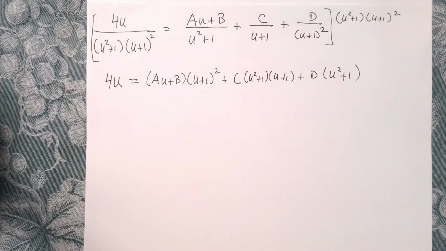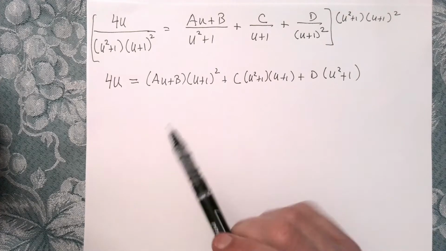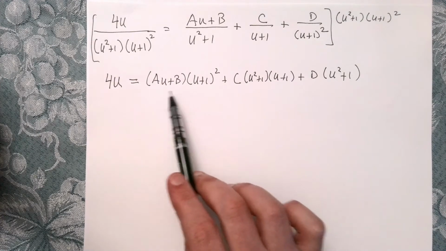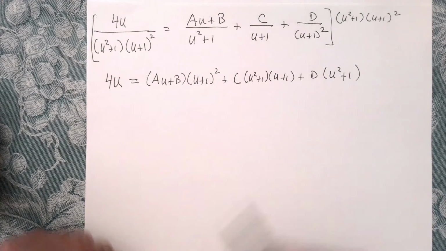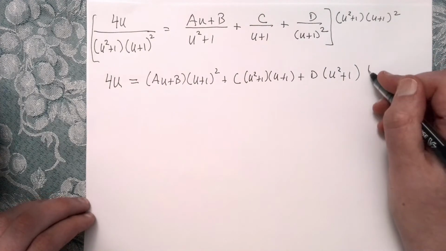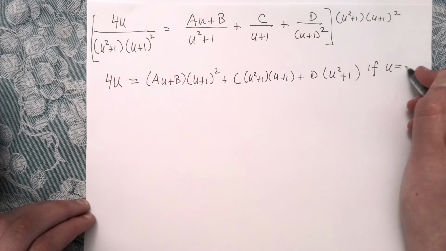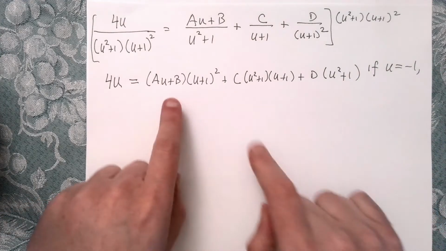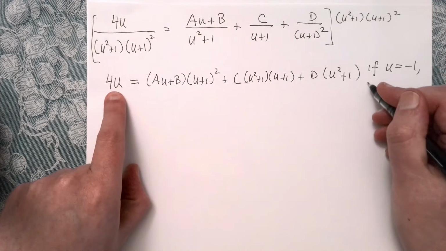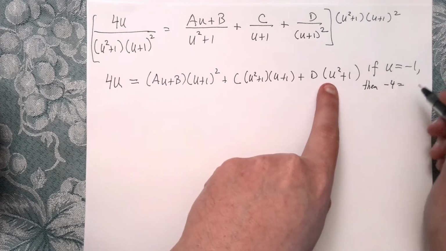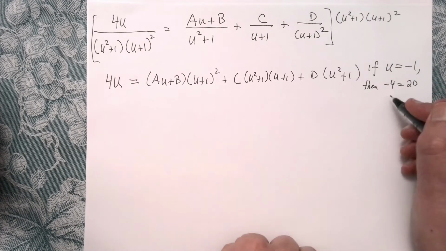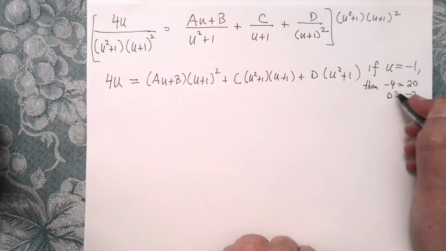Okay, let's see if we can find a, b, c, or d right off the bat. And so, yeah, let's notice this. So if u is equal to minus 1, that'll make this drop out, we can find d. So yeah, let's observe the following. If u is equal to minus 1, then we get minus 4 equals 2d. And so that forces d to be minus 2. So we've got one right off the bat.